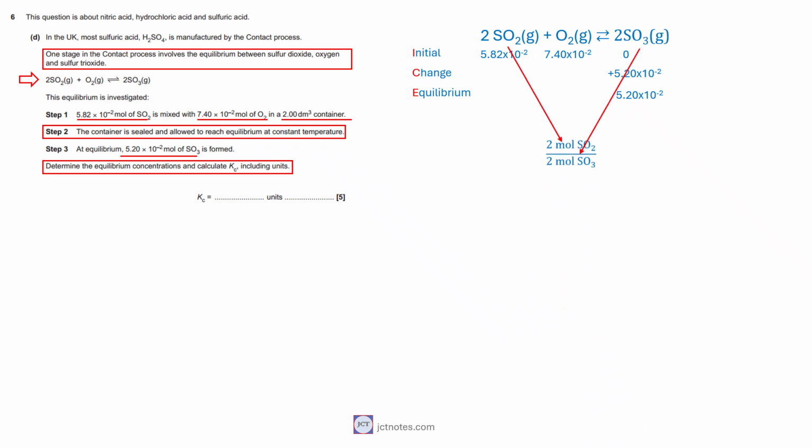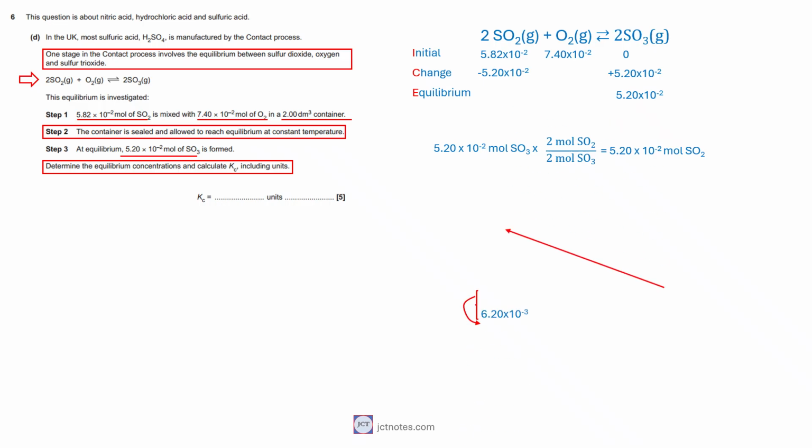From the balanced equation, 2 moles of sulfur dioxide produce 2 moles of sulfur trioxide. Therefore, producing 5.20 × 10^-2 moles of sulfur trioxide requires 5.20 × 10^-2 moles of sulfur dioxide to be consumed. Since sulfur dioxide is a reactant, its change is negative 5.20 × 10^-2 moles. Therefore, the number of moles of sulfur dioxide at equilibrium is 5.82 × 10^-2 minus 5.20 × 10^-2, giving 6.20 × 10^-3 moles.